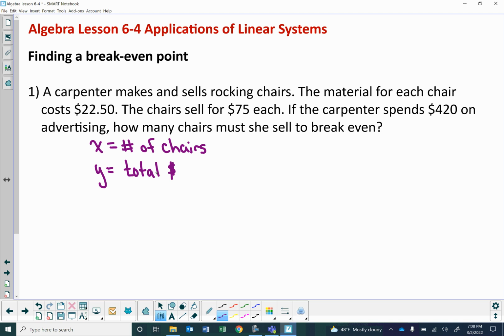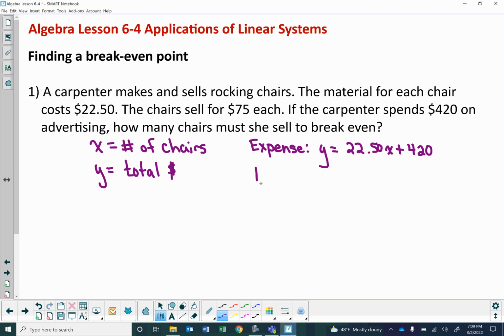Sometimes they call y the total incomes or expenses, but it's just easier if I just realize I need to make 2 equations. I need to make an equation on expenses. What does it cost the carpenter? So my expense equation, the total, is going to be the amount of money that I spent for the materials to build each chair, plus the amount of money I had to spend on advertising. All right, so this would be y equals 22.50x, because it's $22.50 per chair, plus $420 in advertising.